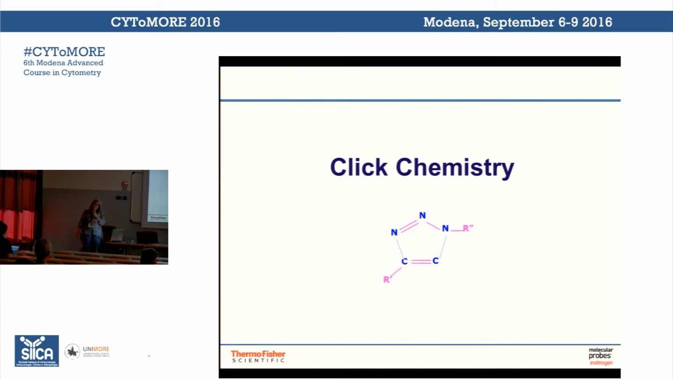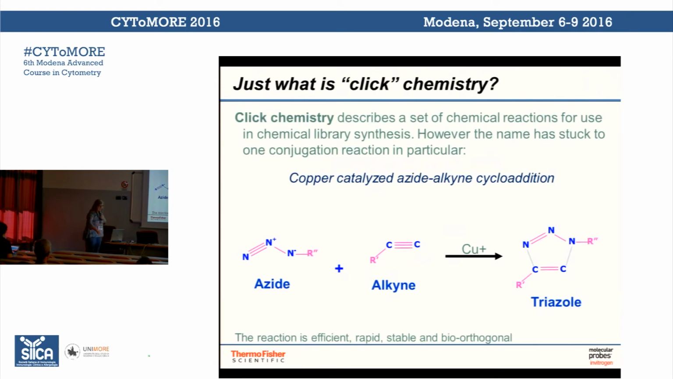All right, so we're going to shift gears a little bit and talk about some applications of click chemistry. So what is click chemistry? This had its origins when folks were looking to build chemical libraries of very small molecules. And this name stuck to one particular reaction, the copper-catalyzed azide-alkyne cycloaddition. This is where you have two small molecules, an azide and an alkyne, and in the presence of copper, it forms this nice structure with a covalent bond.